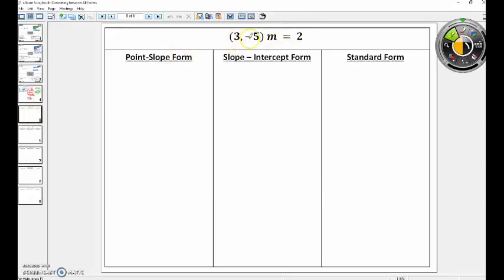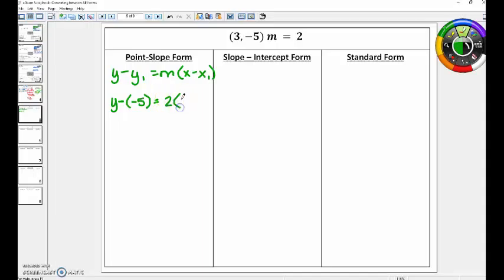Okay, I have the 3, the negative 5, and 2. Again, y minus y1 equals m(x minus x1). Writing these equations several times is going to help you remember it. Okay, so let's substitute everything in. I've got y minus, I'm going to put that negative 5 inside parentheses, equals 2(x minus 3).